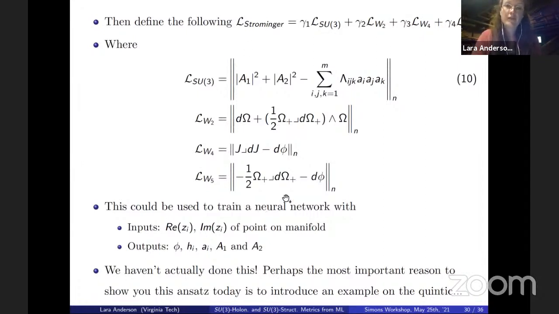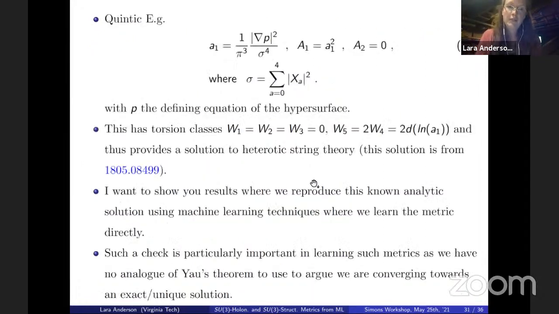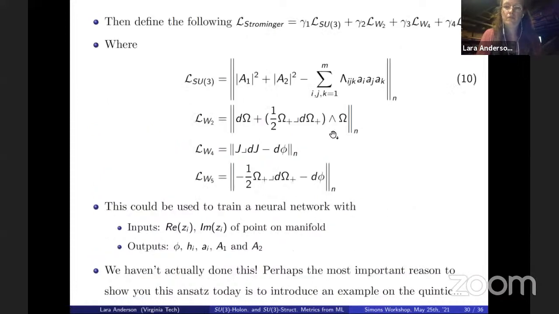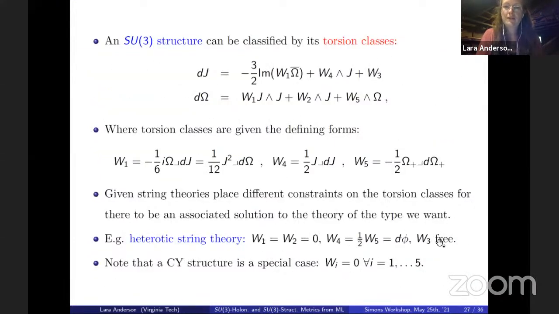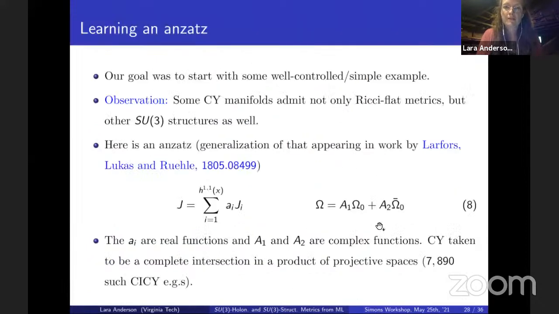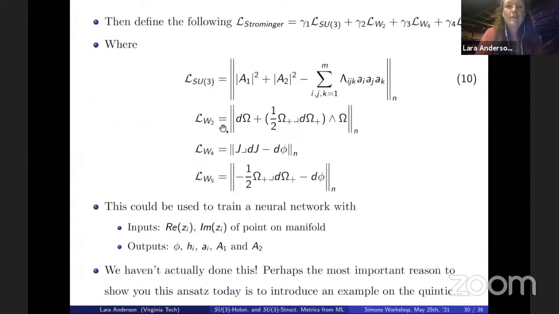These are the conditions from the previous slide. Let me go back. Sorry, that's going forward. So that's these conditions as outlined here for the Strominger system. This could be used to train a neural network in which you give it points of, in this case, the same algebraic manifold that we were using for the Calabi-Yau metrics, and you receive as outputs the ingredients of your SU(3) structure, in this case, phi, A's, and so on.